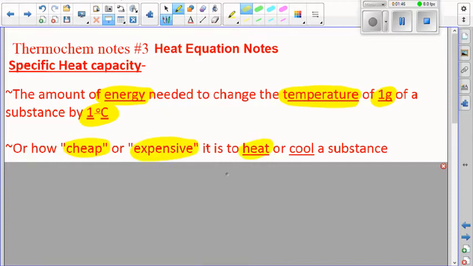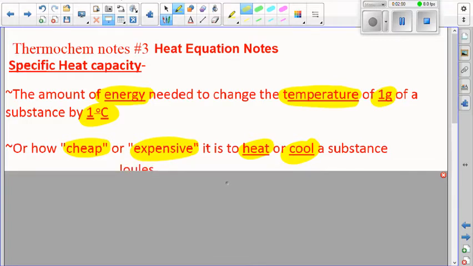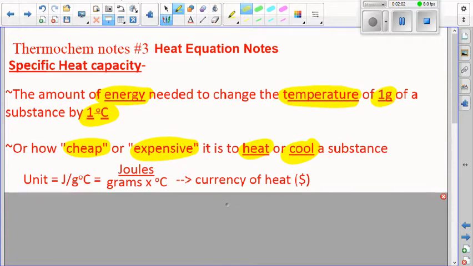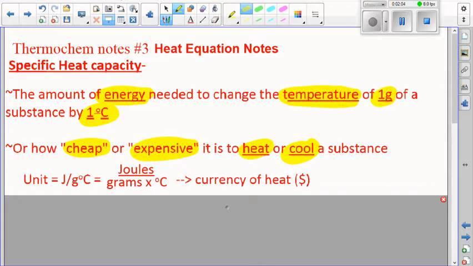So not all substances are created equal. Some substances heat up really easily. Some take forever to heat up. They're not created equal. The units for heat capacity, by the way, are joules per gram degree Celsius. Or if you want that written out with the numerator on top, joules over gram degree Celsius.